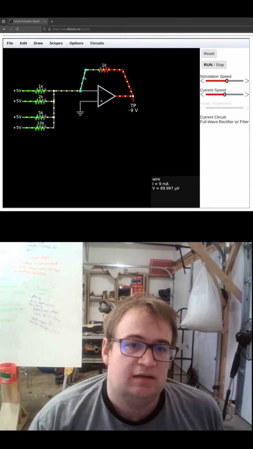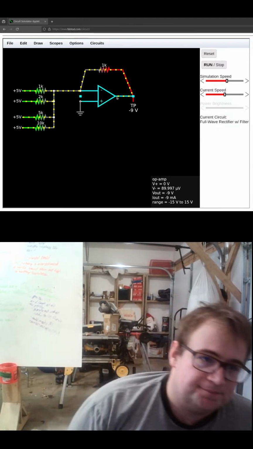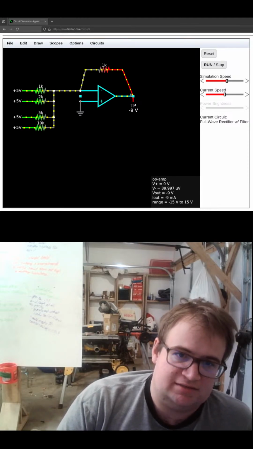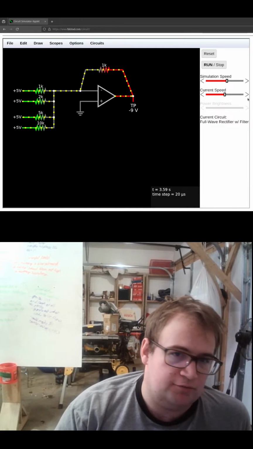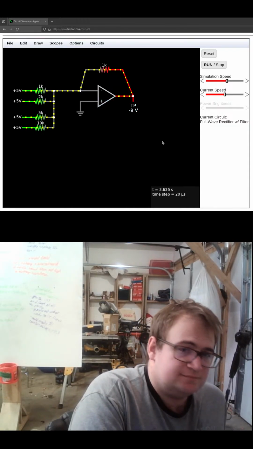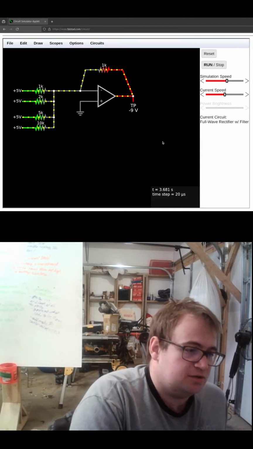Yeah. So that means we're going to have that coming through here. So that means that it will have minus 9 volts to compensate for that. 9 milliamps flowing through the 1K resistor. Yeah, so that's pretty cool.